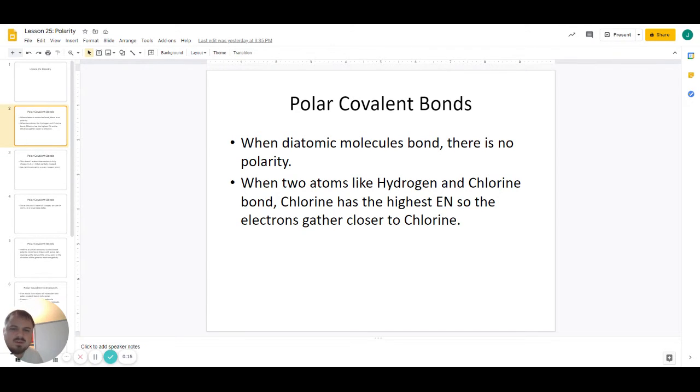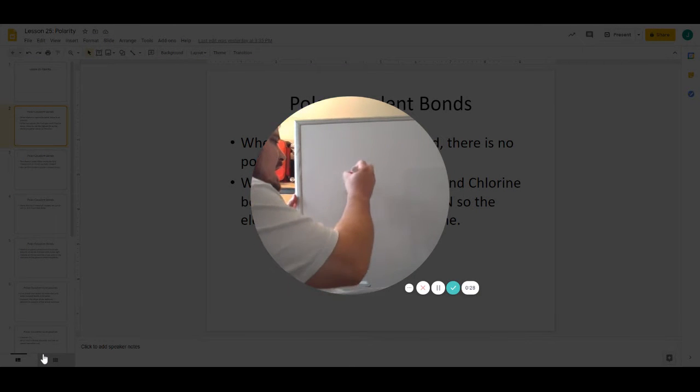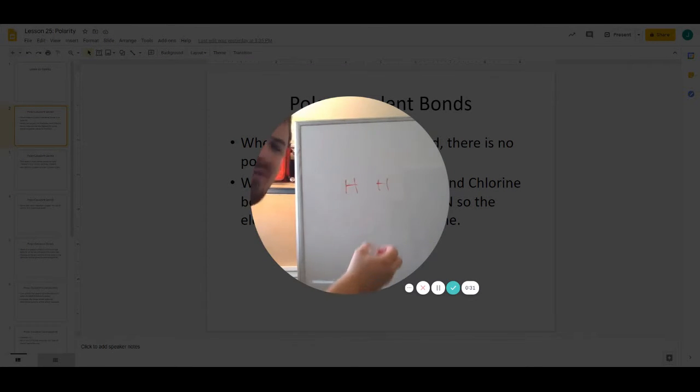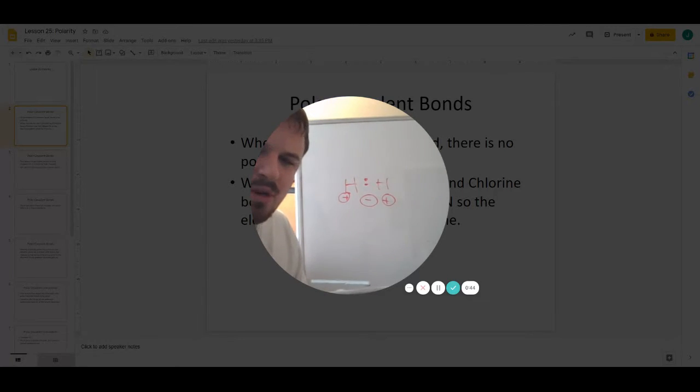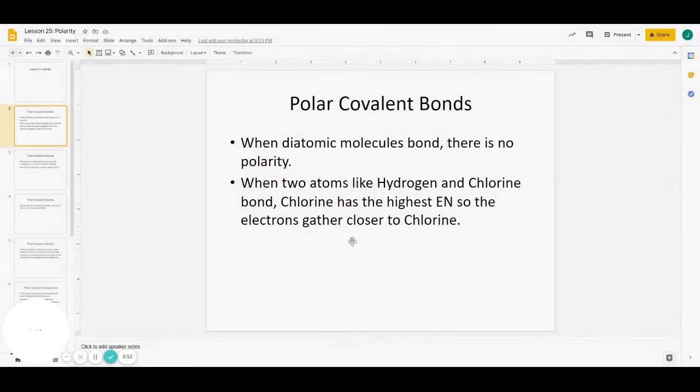So what happens whenever you have a diatomic molecule bond, for example, like two hydrogens or two chlorines, you have no polarity. So if you have hydrogen with hydrogen, they're fighting over your two electrons. They're both equal strength, so neither one of them wins. So electrons stay right in the middle. So you have a negative region in the center, a positive region where each hydrogen is because they have a bunch of protons. And so you have a negative in the middle, positive on the outside. There's no difference on either side, so there's no polarity. So it's non-polar.